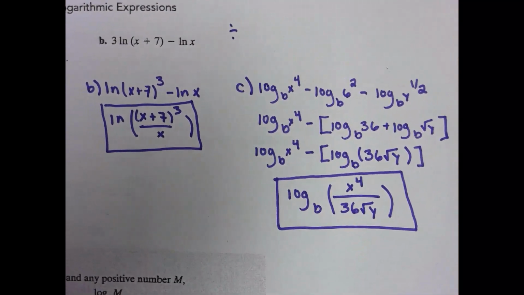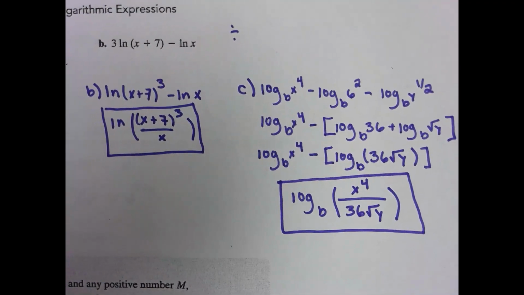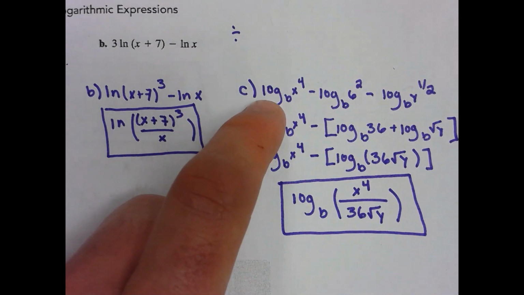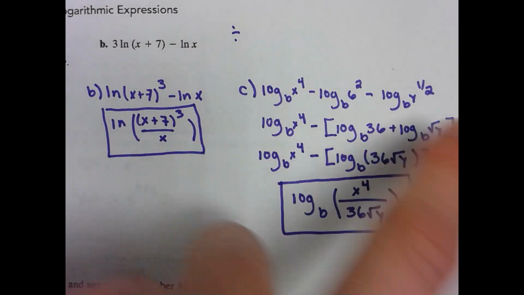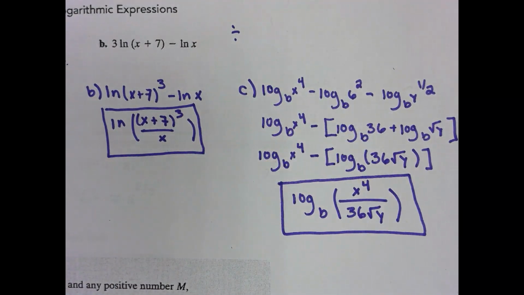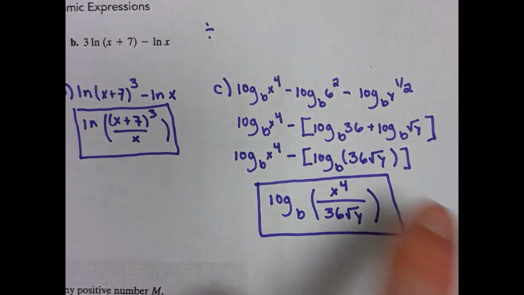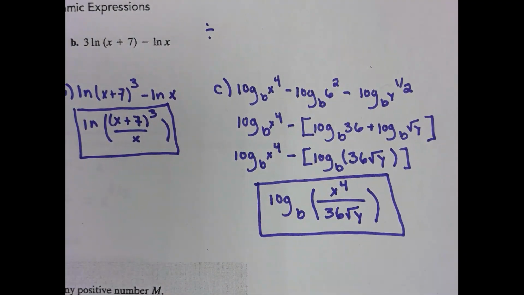Okay, part C. Once again, what can I do? The first thing I can do is take all of the coefficients and make them exponents. So it's x to the 4th, 6 squared, and y to the 1/2. Then I'm like, all right, well, can I rewrite any of those terms? And the answer is yes. I can rewrite 6 squared as 36, and I can rewrite y to the 1/2 as the square root of y.